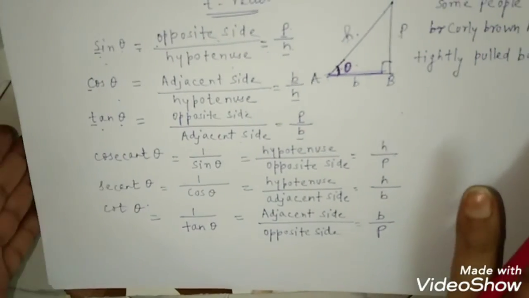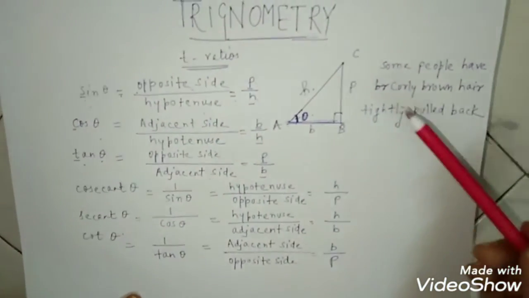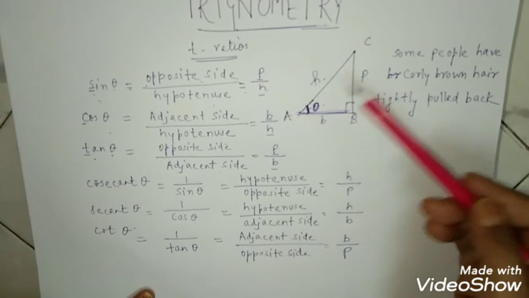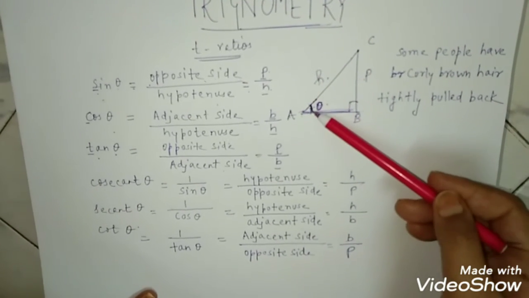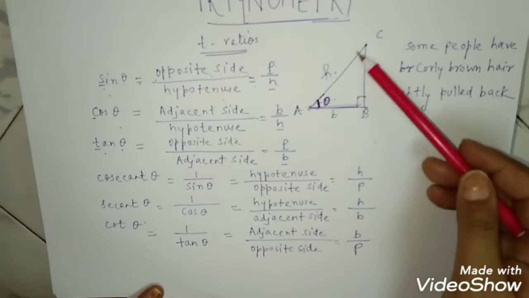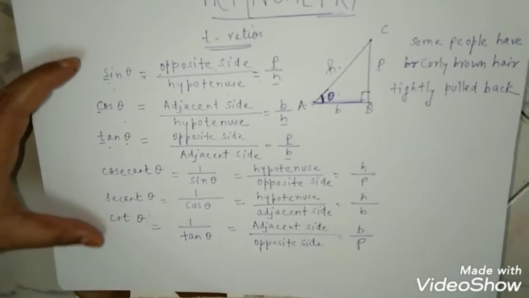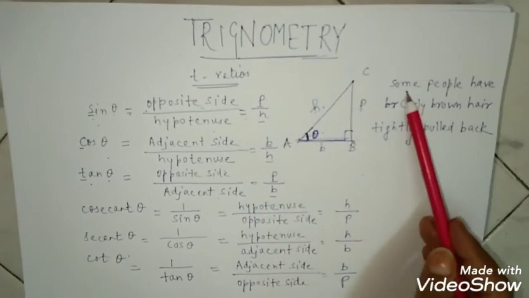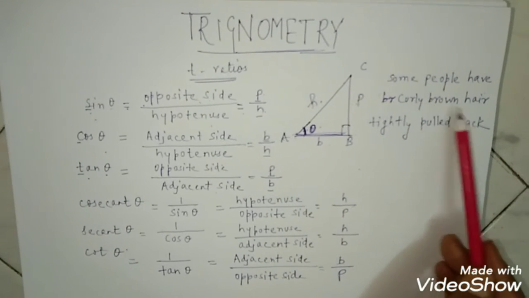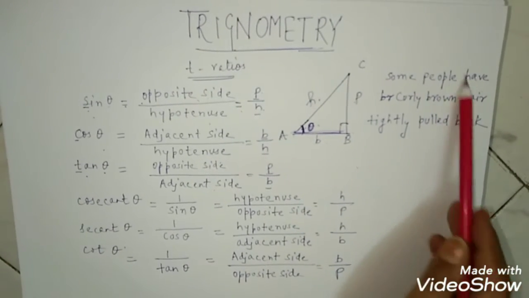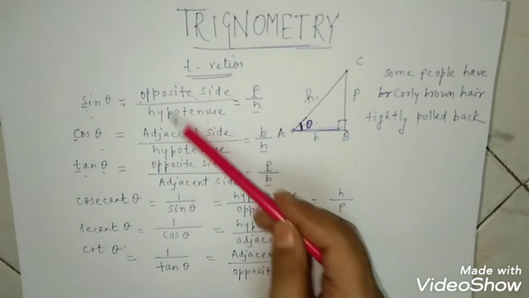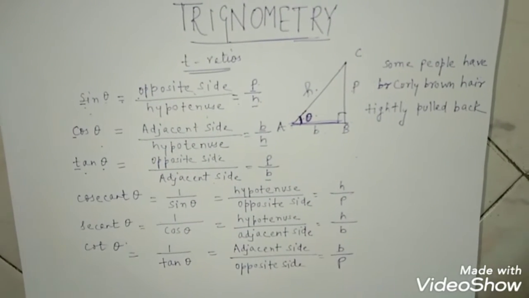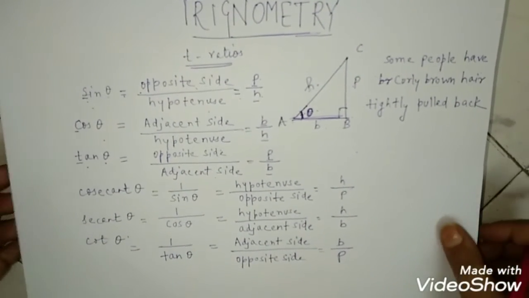Okay, revising it again. Suppose a triangle is given. The triangle should be 90 degrees, and we are asked to find this theta. What is perpendicular? The opposite side. What is called base? The adjacent side. And the longest side is hypotenuse. We have 6 T ratios. For the first 3 ratios there is a saying: some people have curly brown hair tightly pulled back. Using this, you can remember the formulas of the first 3 T ratios, and if you know them, you can easily derive the other 3 T ratios.